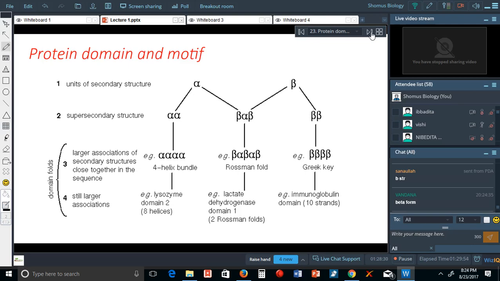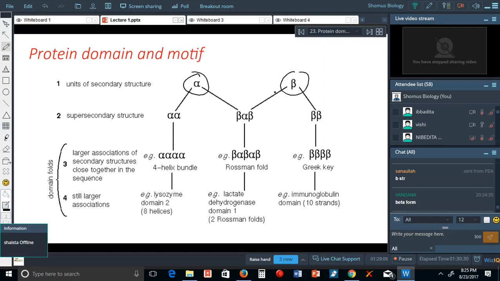Now let's talk about the protein domain and motif. What are these protein domain and motif? The organization of secondary structure begins after the primary structure, because primary structure is so arbitrary. There is nothing to be done with a primary structure in terms of the function of a protein. To initiate forming a functional unit, which is tertiary structure, the amino acid sequence needs to form this secondary structure, and there are these two forms, alpha helix and beta sheet.